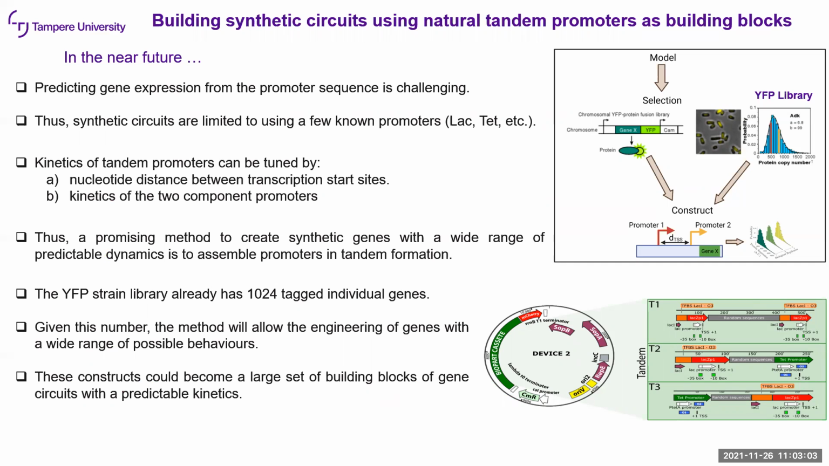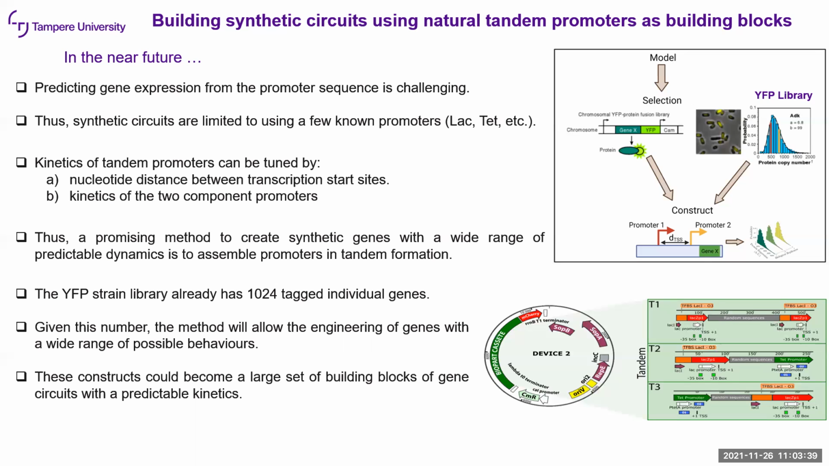But we don't know the kinetics of the two component promoters unless, and this is the key thing, we use an existing strain library whose expression has already been measured. And that's exactly what we're proposing here. There are already known expression levels of these genes, but it's limited to the existing ones. So what we're proposing is that, combining this library with our model, we can engineer tandem promoters with predictable dynamics, and thereby we can get the dynamics that we want in both mean and noise.